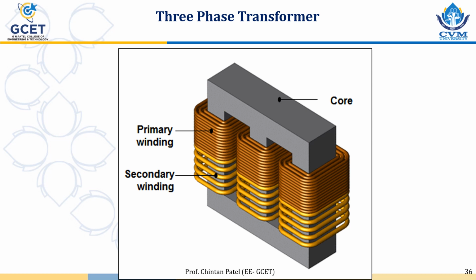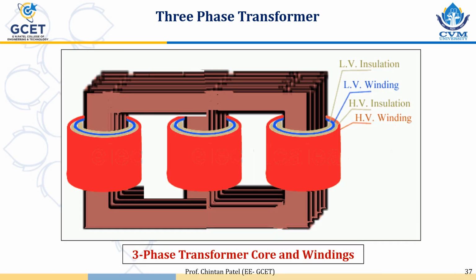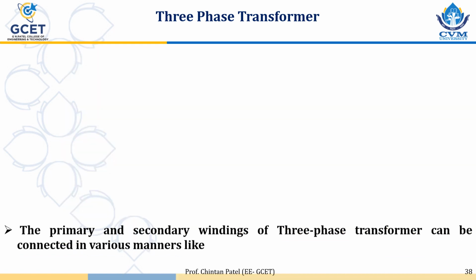This is the core type transformer schematic arrangement. Primary and secondary windings are provided on each leg. This is also a three phase transformer. LV winding, their respective insulation, HV winding and HV insulations are shown in the figure.